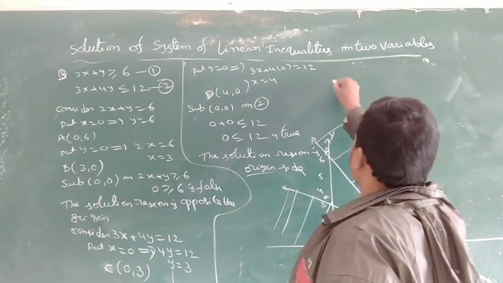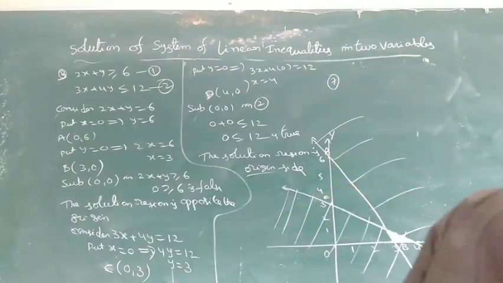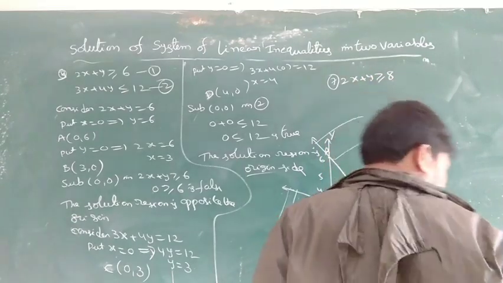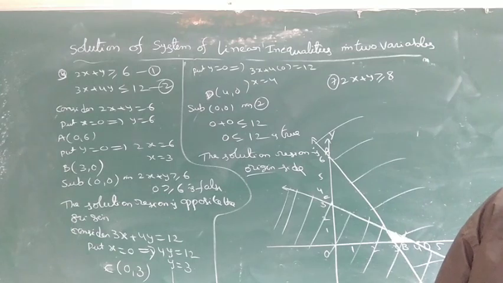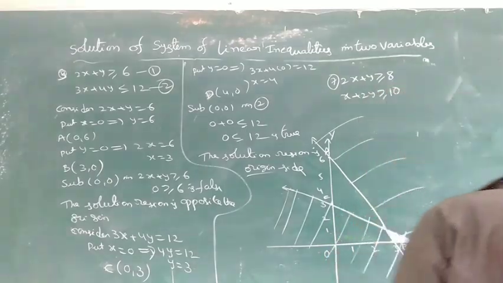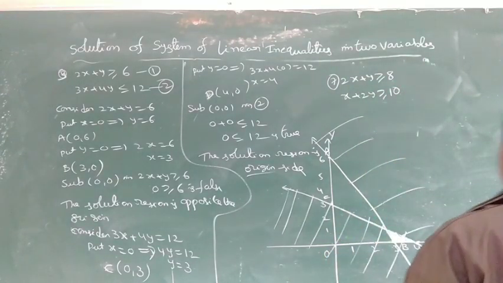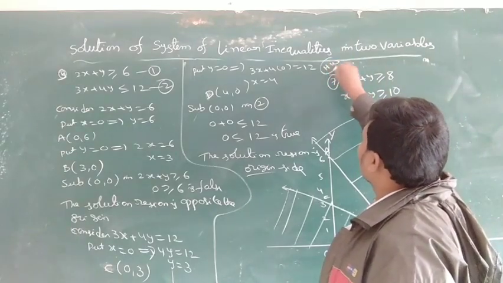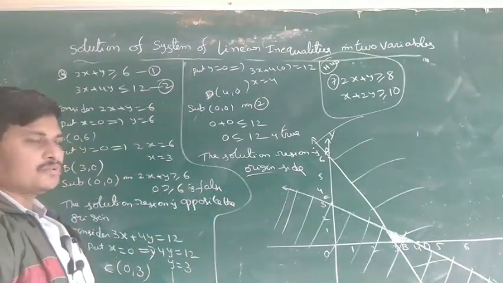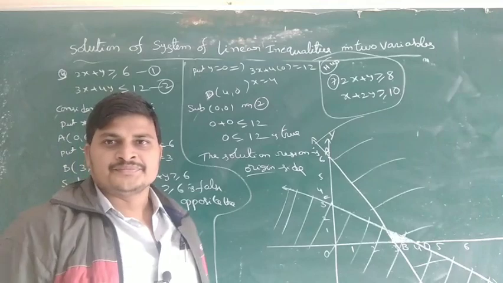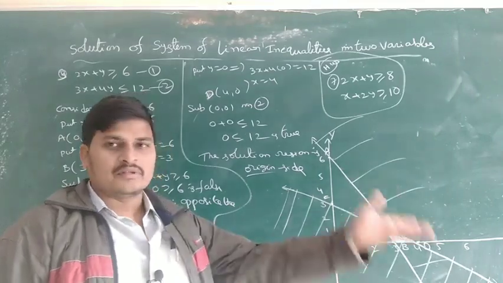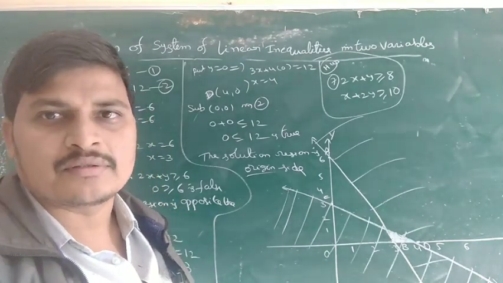Next, seventh problem, same model. 2x plus y greater than or equal to 8, and x plus 2y greater than or equal to 10. This is homework, same model. Only draw it on your graph paper. First we have to draw in your classwork book, roughly. After that, on graph paper. Okay.